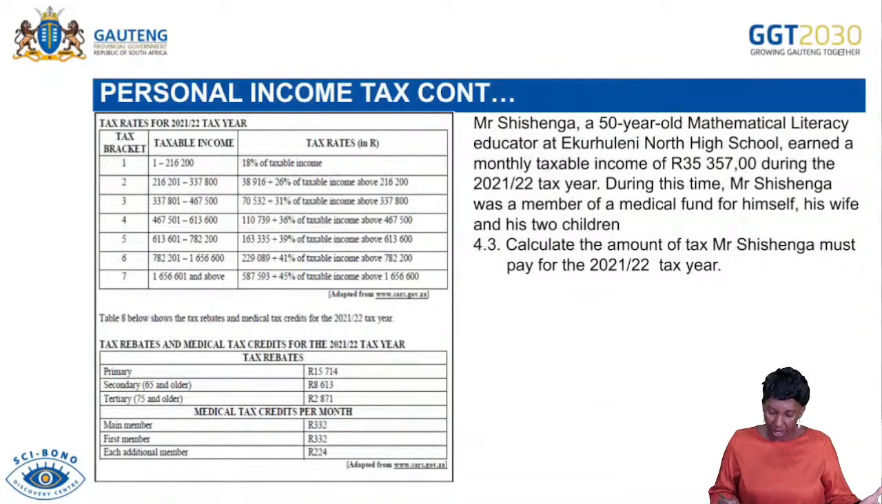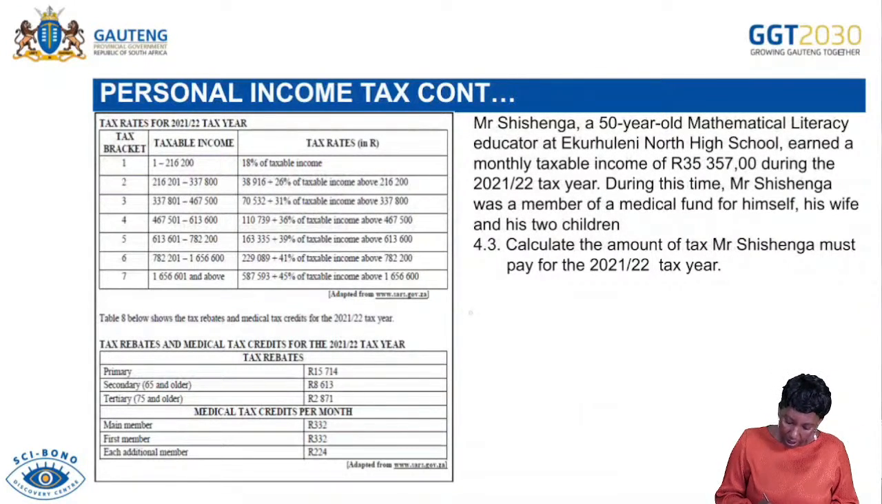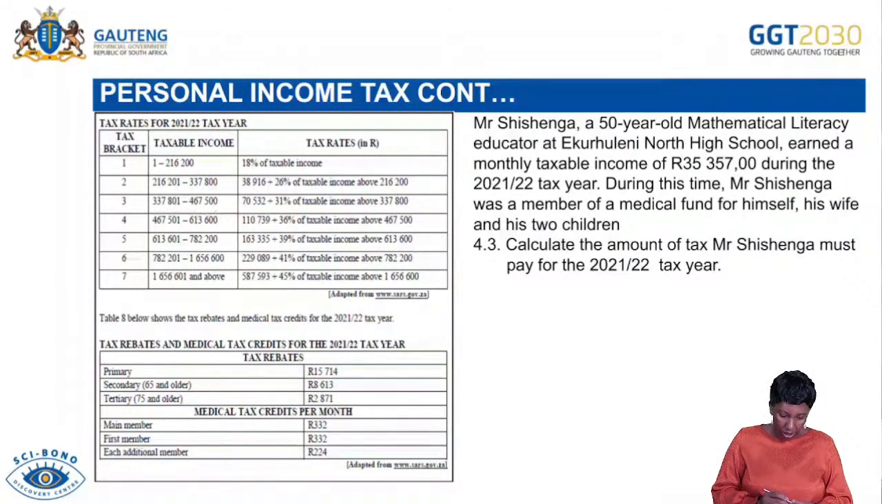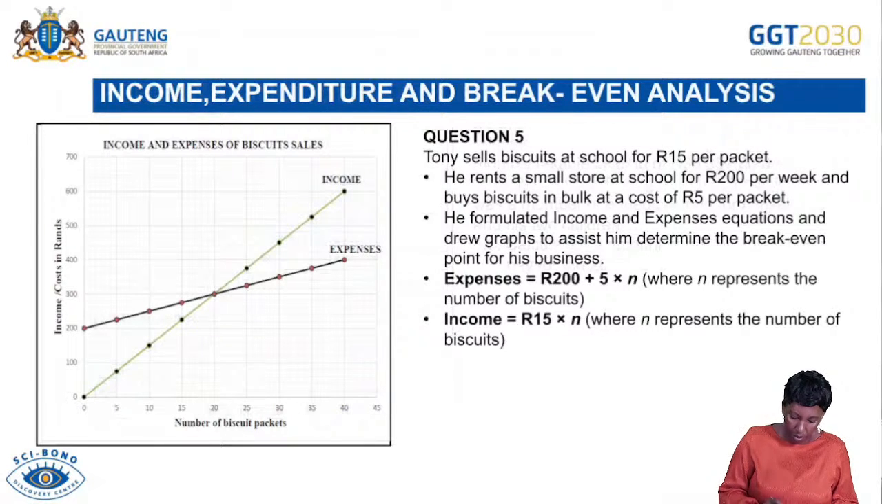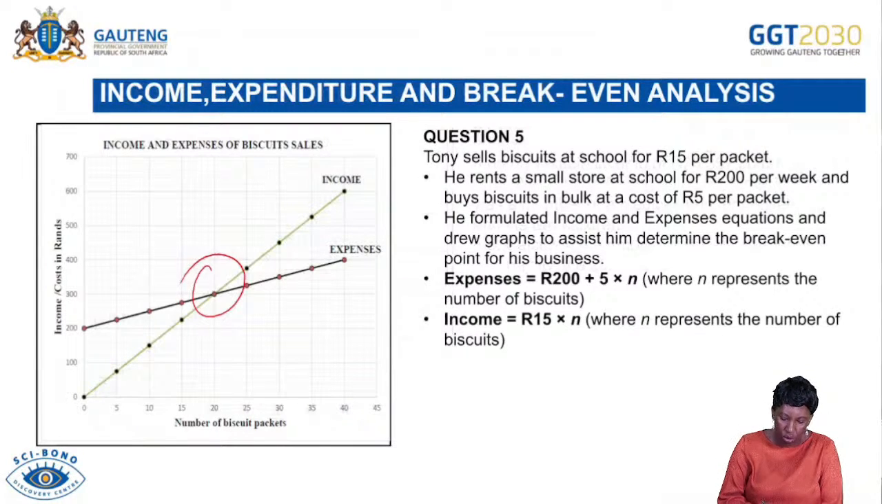Now it says calculate the amount of tax Mr. Shishenga must pay for the year. And then remember, now we said he has an annual taxable income of what? I'm doing this last one, boys and girls. Let's see, this one you have already done it, the income and expenses. I'll go back to that one of tax credit because I know that is the question that beats you mostly. This one we have already done it, the income and the expenses I've already explained to you.